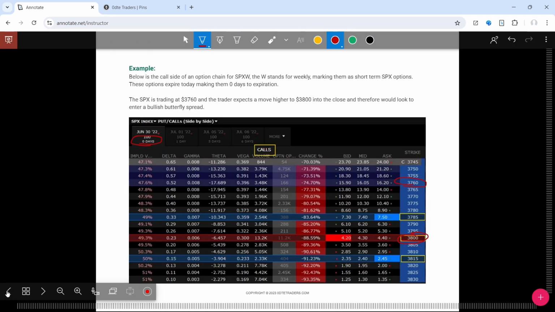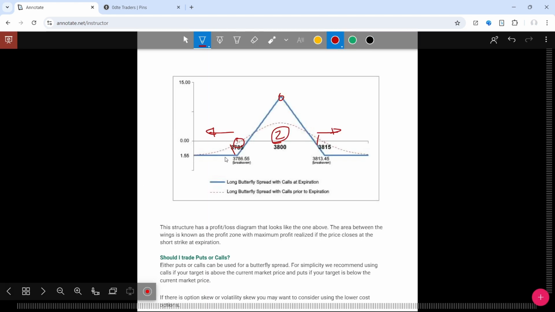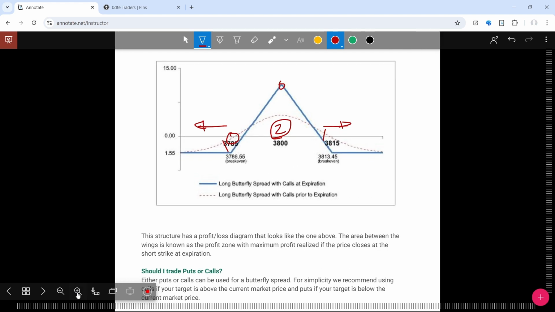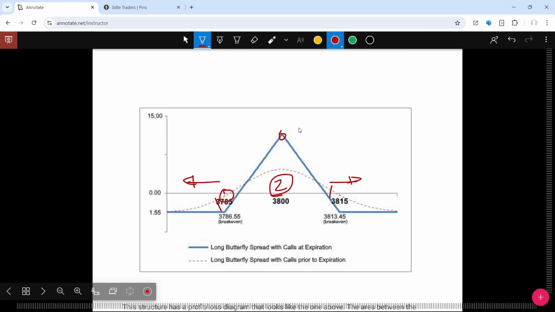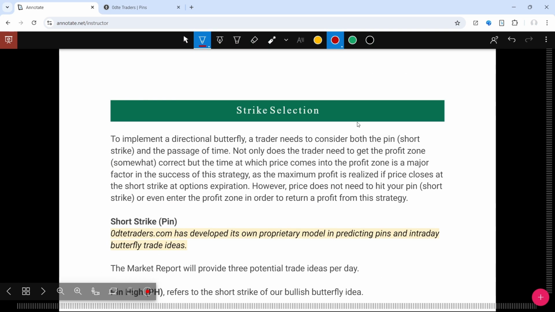And we're going to get a profit and loss profile that looks like this, where the maximum profit is, what did we say, 13.45. That's the best case scenario if the market closes at the short strike at option expiration. Our worst case scenario is the max loss, the debit paid of 1.55, so $155.